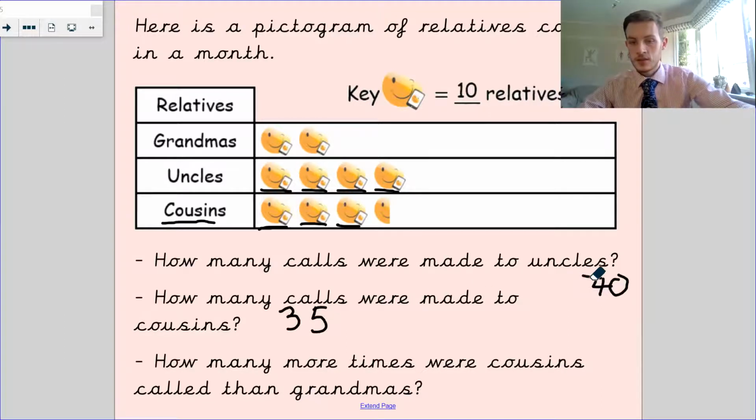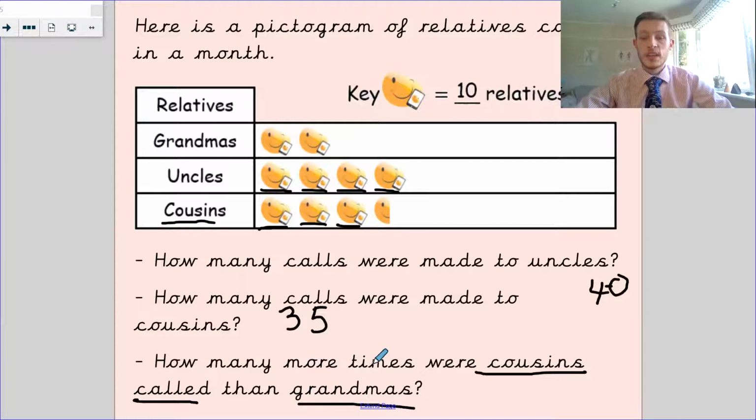Just realised that this is just rubbed out a bit, so let me just make that nice and neat. How many more times were cousins called than the grandmas? So we need to work out how many times the grandmas were called. So let's look at grandmas. Here we go. 10, 20. So they were called 20 times. The uncles were called 40 times, and the cousins were called 35 times.